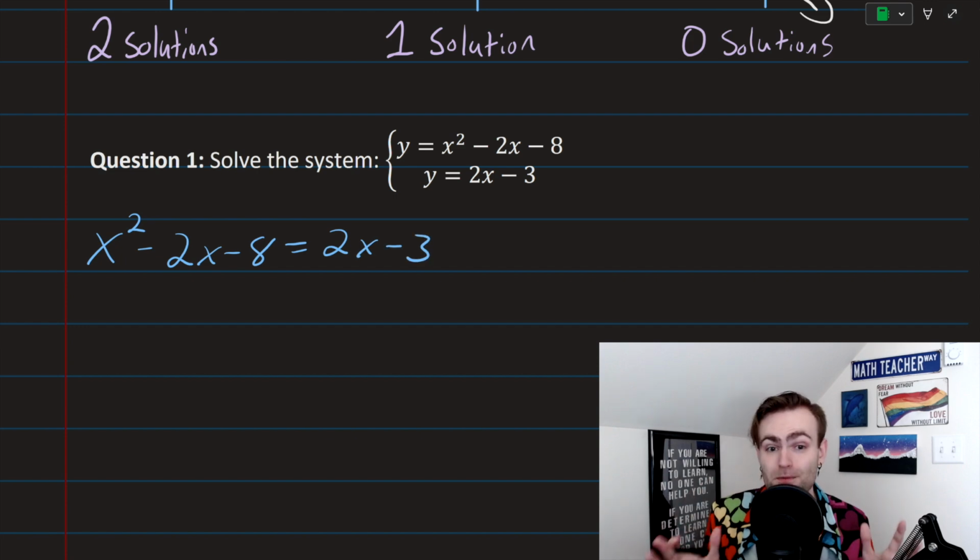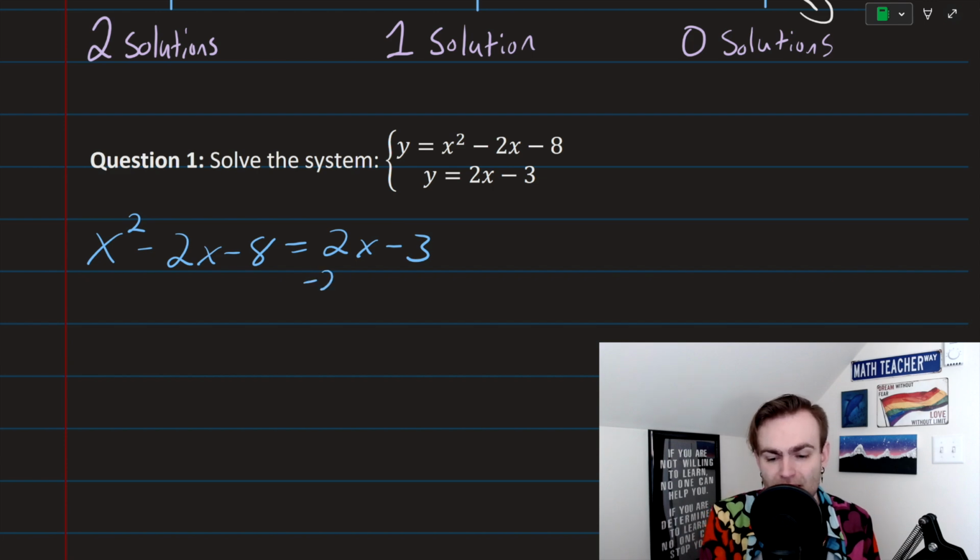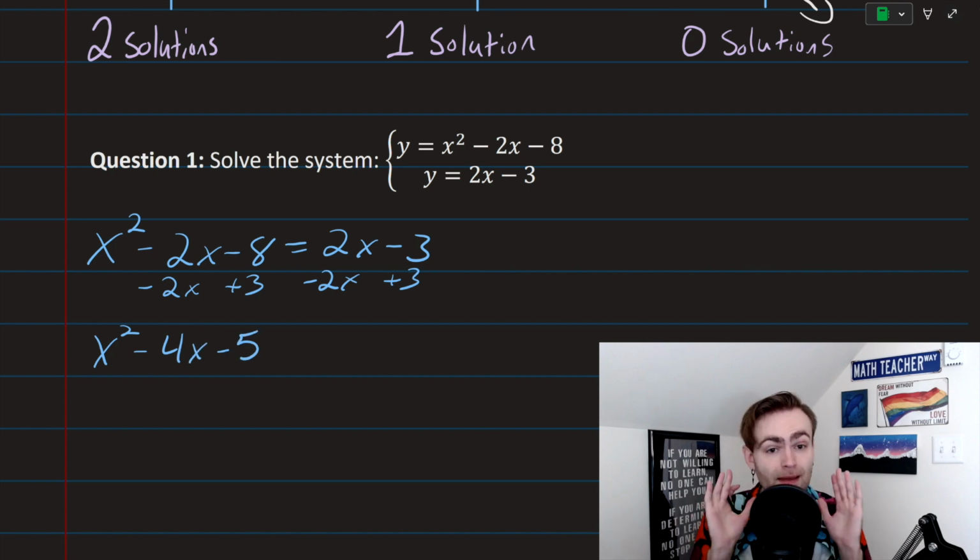You can 100% do it that way, but then you have a quadratic equation. How do you solve that? You move everything to one side. So we can subtract 2x, add 3, subtract 2x, add 3, and we end up with x squared minus 4x minus 5 equals 0. That is 100% fine.